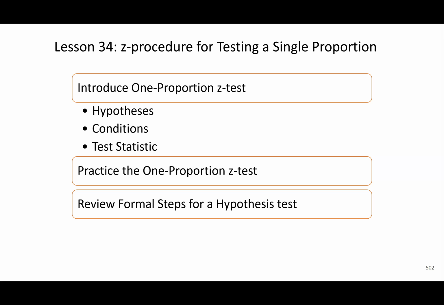Welcome to lesson 34. So we're going to continue talking about single proportions, which is a categorical variable. This time we're going to look at performing a hypothesis test. So this is when you might want to test, hey, is the proportion of OSU students that has student loans higher than 0.25? You might want to test that, or a number of other things.